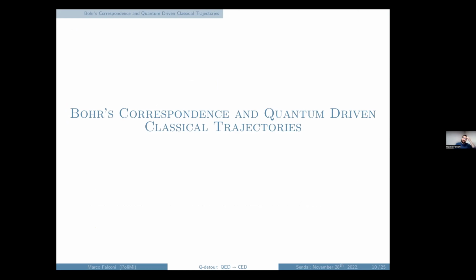So this is on one end. And on the other end, we want to use Bohr's correspondence principle and the quantum dynamics to define classical trajectories. So we want to see how it's possible to define classical trajectories that are driven by the quantum flow. So they are identified by the quantum flow. And I think that this is quite interesting and, if you think about it, rather natural.